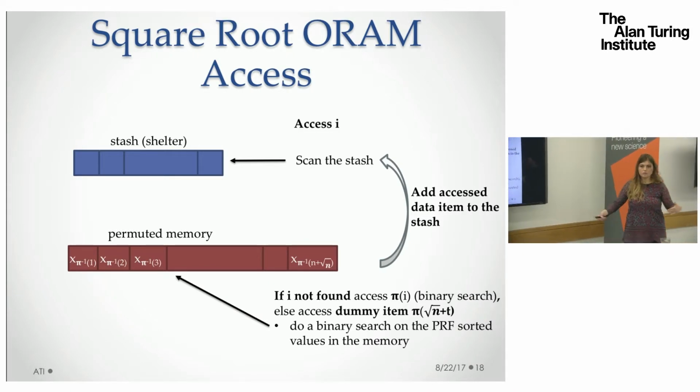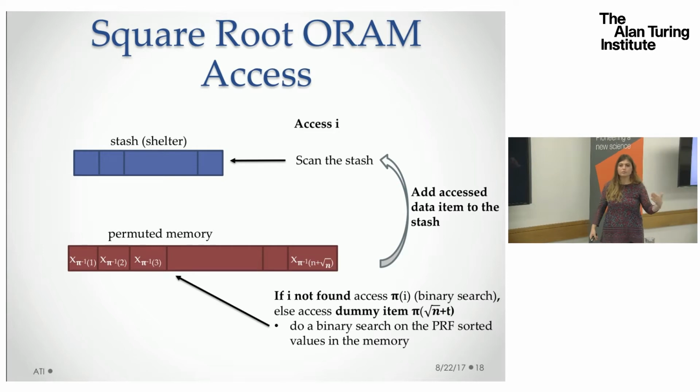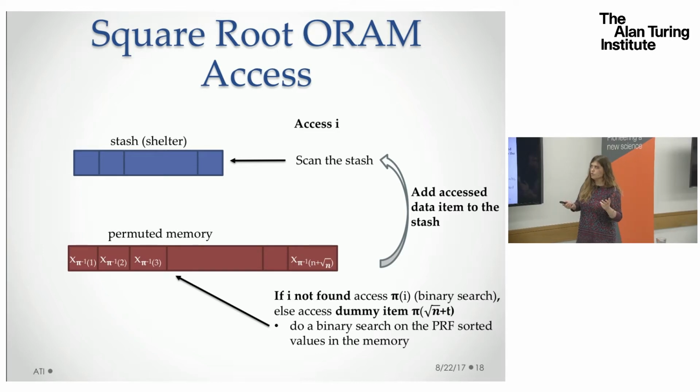So you will never repeat and access the same location in the main permuted memory more than once. The access pattern is only revealing something to you if you repeatedly access the same location. As long as you guarantee that each location is touched at most only once, and you have applied this permutation in the beginning, you are achieving this access pattern hiding property. OK, so far so good.